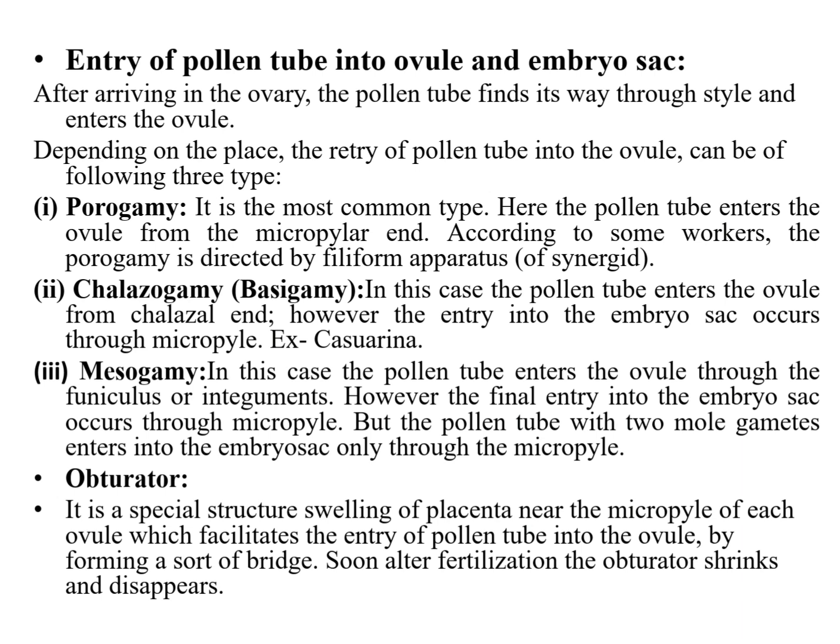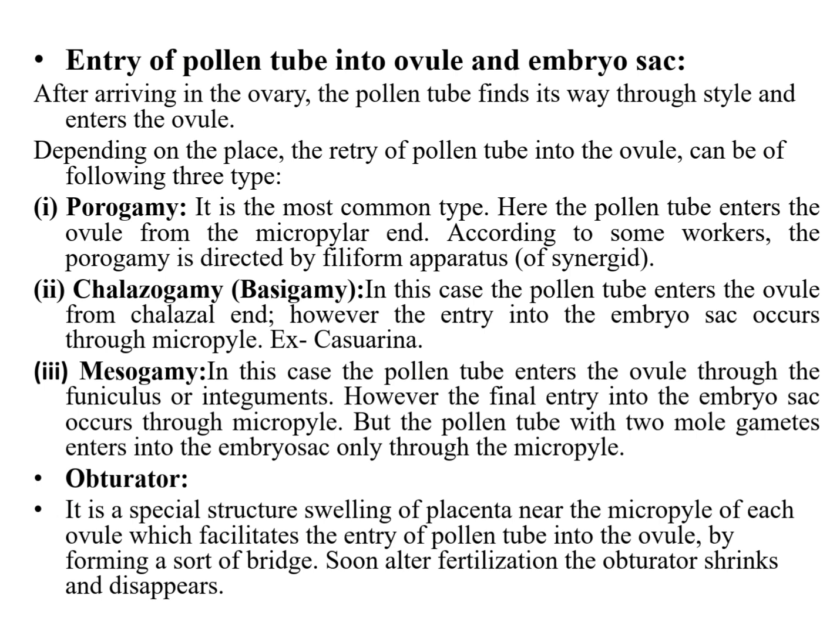After reaching near the embryo sac, it will either enter through the micropylar end, which is called sporogamy. This sporogamy method is guided by the filiform apparatus which is present in synergids. Then chalazogamy or basogamy, where the pollen tube enters the ovule from the chalazal end; however, the entry into the embryo sac occurs through the micropyle.